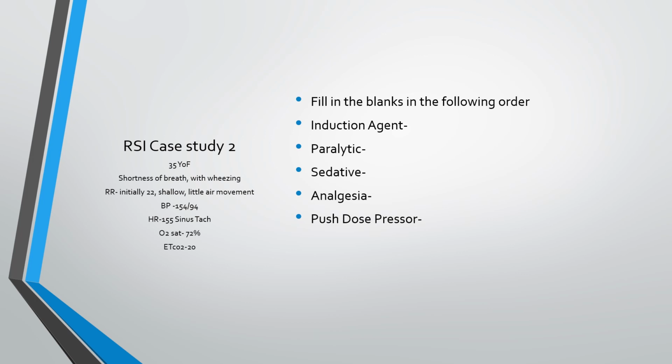Push-dose pressor. With wheezing and a heart rate like this, I would think about phenylephrine, but she's 35 years old. Her heart most likely can deal with this increased heart rate. The sinus tach is most likely due to being in a hypoxic shock-like state. So epinephrine will probably help with that, with bronchial dilation a little bit better. So I would probably choose push-dose epi.